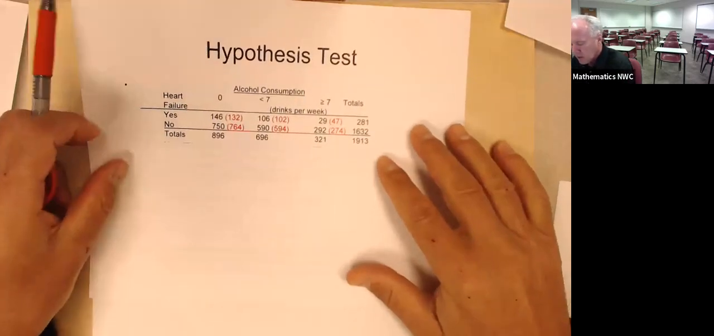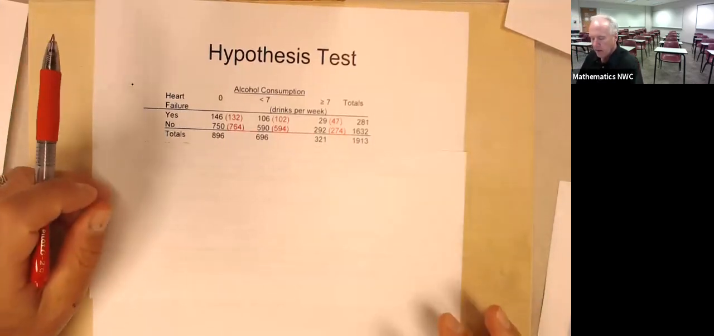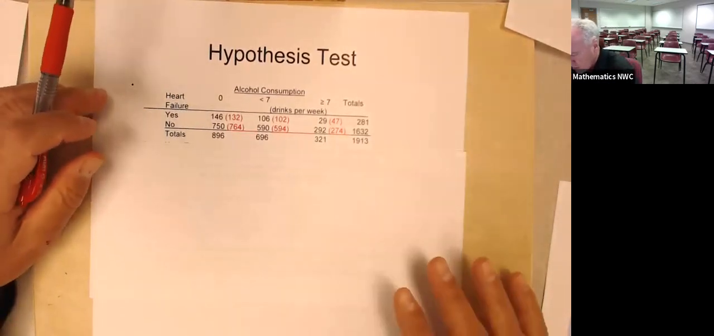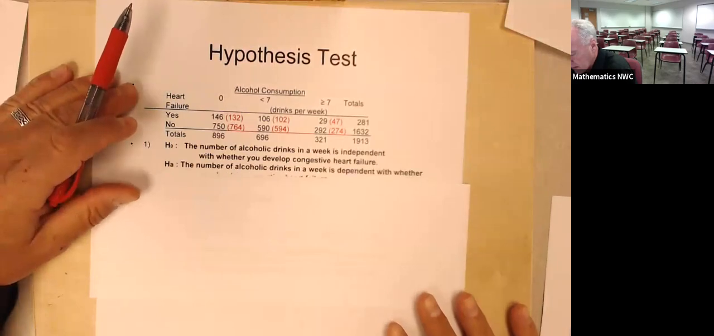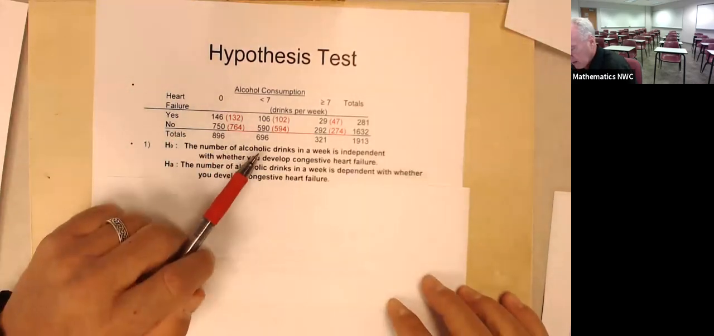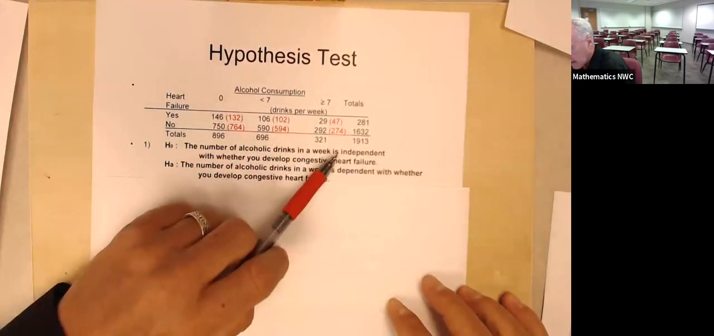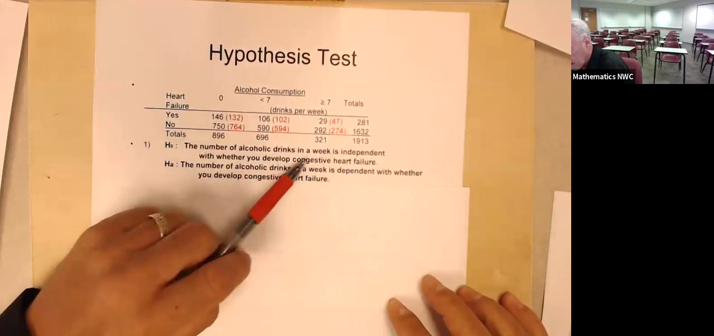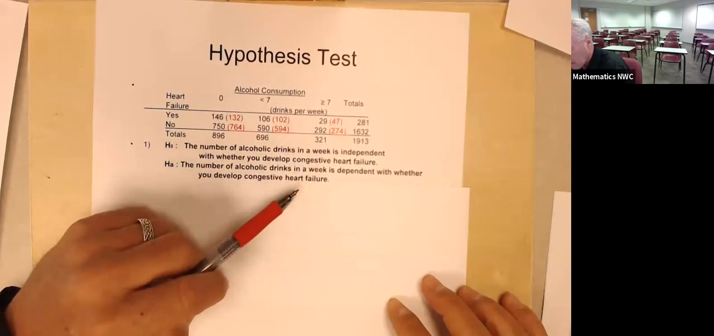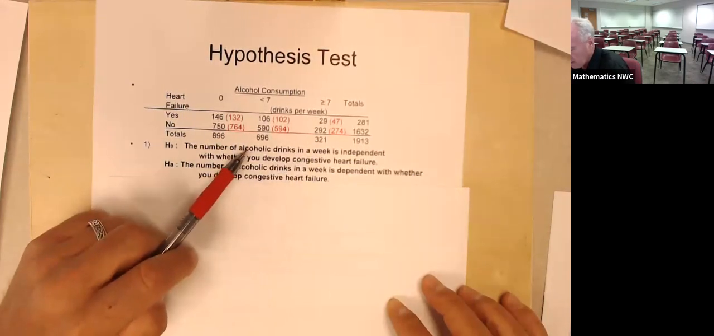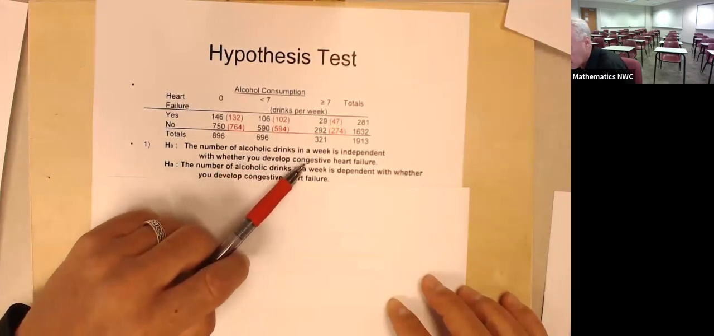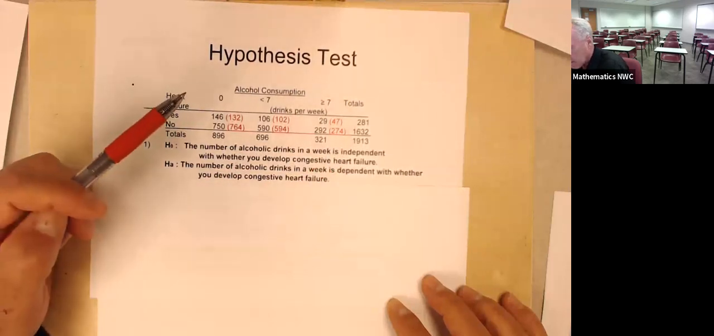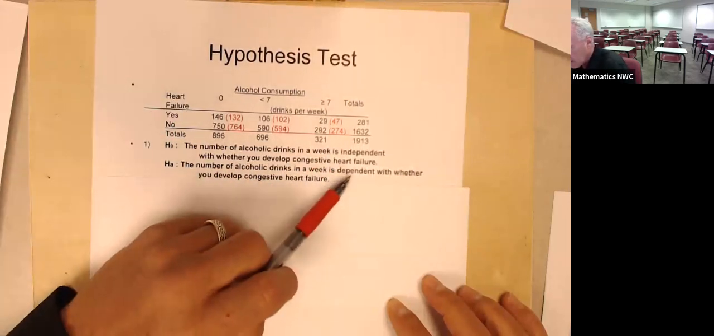Here are the numbers. Think about what your null and alternative should be. They're easy because they're always the same. I start off, my null is that they're independent. So I say the number of alcoholic drinks is independent with whether you develop congestive heart failure. I could have worded it, number of alcoholic drinks and congestive heart failure are independent. Number 2 is that they're dependent.